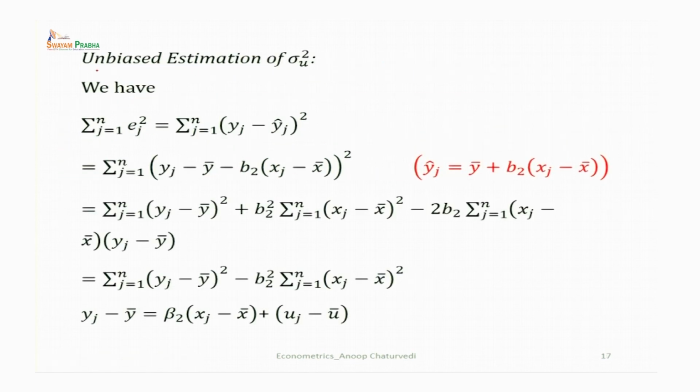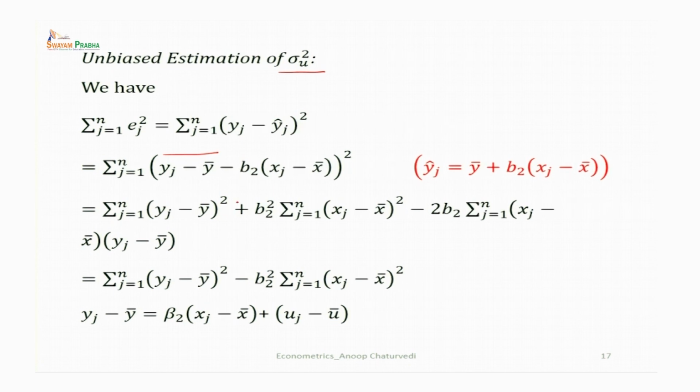Now, we obtain an unbiased estimator of sigma square u. Actually, we have summation E j square equal to summation Y j minus Y j hat square, and then we substitute the value of Y j hat, which is equal to y bar plus B2 times x j minus x bar, and then we take these two terms together and then we take square of this. So, you get summation over j Y j minus y bar square plus B2 square summation x j minus x bar square minus 2 times B2 summation x j minus x bar Y j minus y bar.